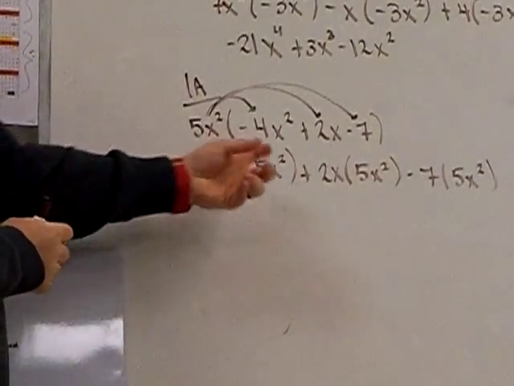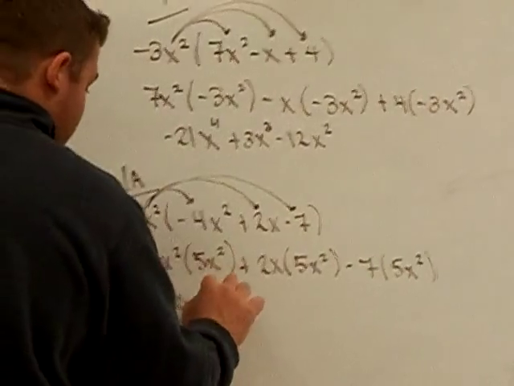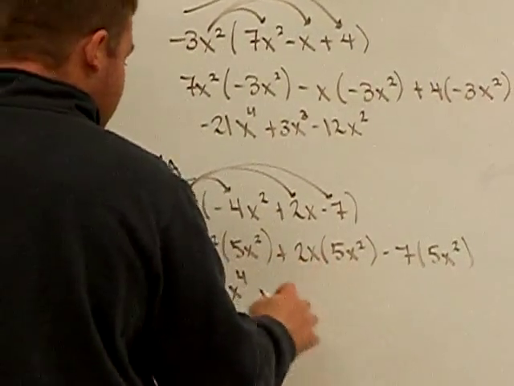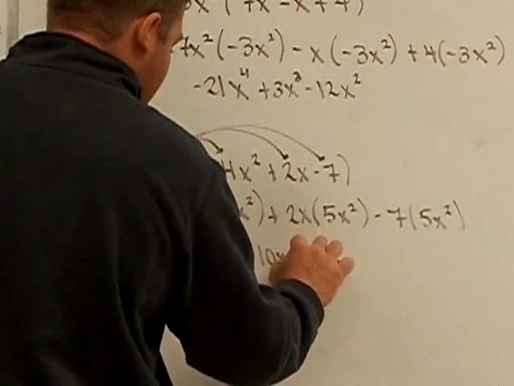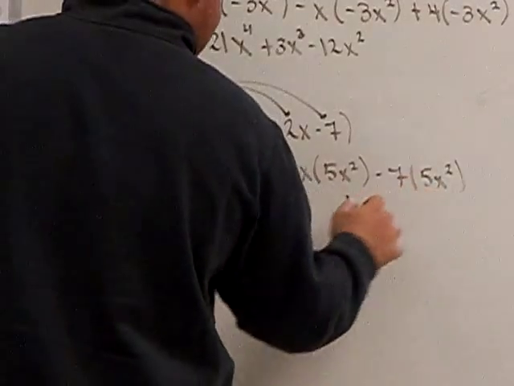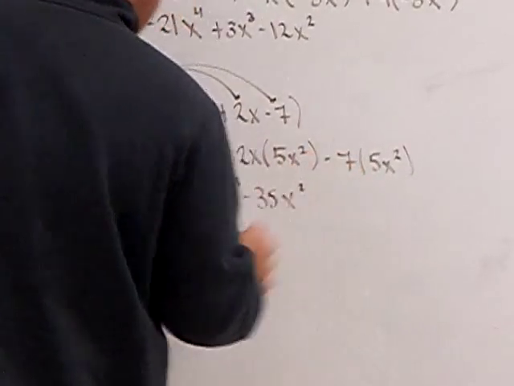Okay. So negative 4 times 5 is negative 20. X squared times x squared, 2 plus 2 is 4. Alright? 2 times 5 is 10. We've got an x, 1 plus 2 is 3. We've got negative 7 times 5, negative 35. There's no variable, so it stays x squared.